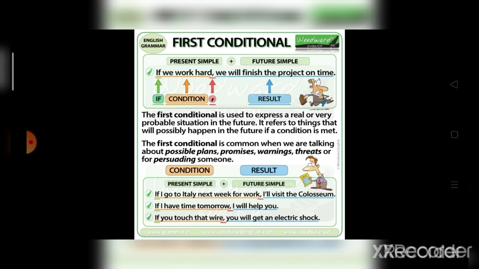The third sentence is, if you touch that wire, you will get an electric shock. So children, the condition or the cause of the shock is here, touching the wire. If you touch that wire, you will get an electric shock. Will is a simple future tense. Here is the structural pattern or the sentence pattern of the type 1 conditional clause. That is, if clause plus simple present followed by simple future tense.